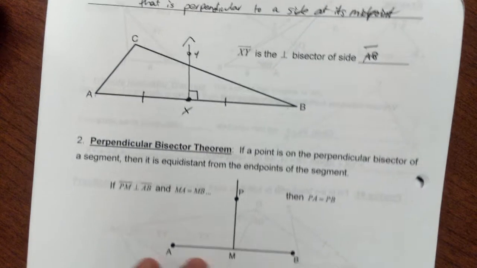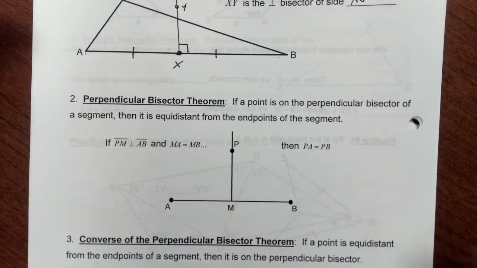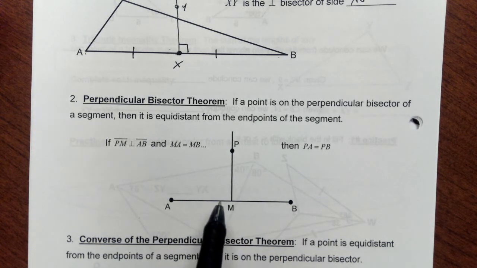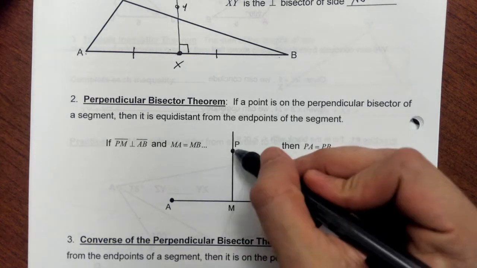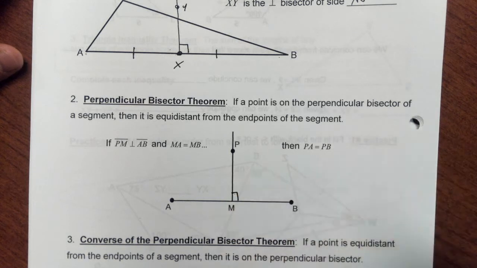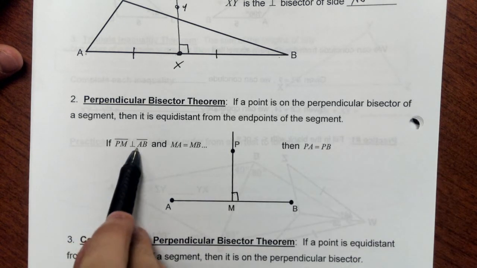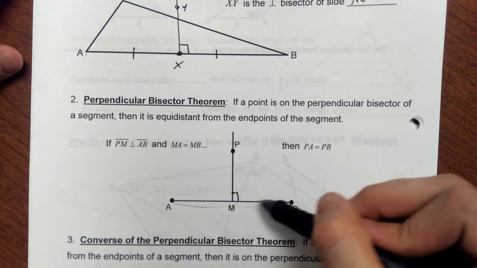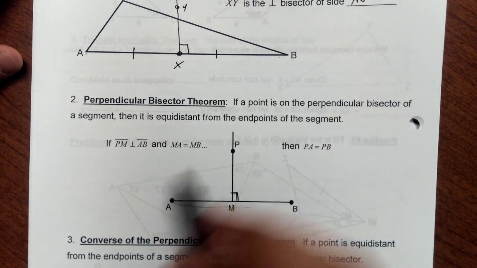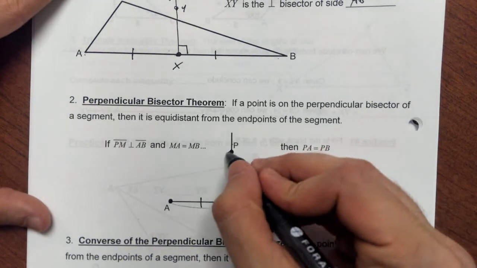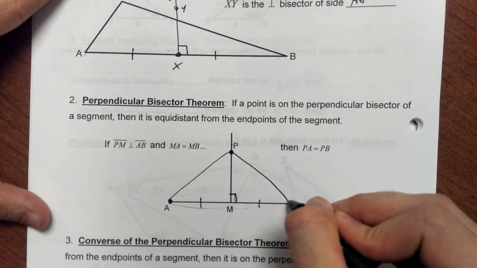Okay, so here's what we can get from that. The perpendicular bisector theorem says if a point is on the perpendicular bisector of a segment, then it's equidistant from the endpoints of the segment. So here's point P. It's on the perpendicular bisector here. If PM is perpendicular to AB, here's PM, perpendicular to AB, so I put a little 90-degree angle sign, and MA equals MB, then I can say that PA is going to be congruent to PB.